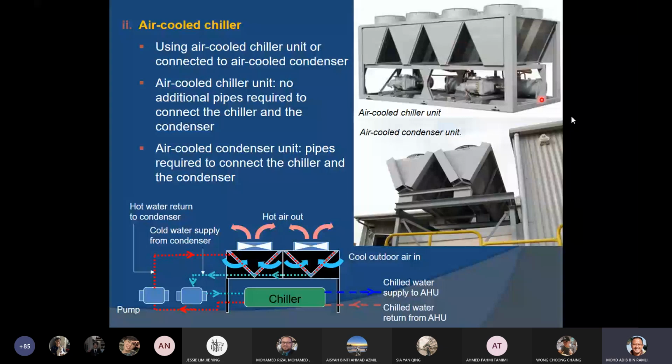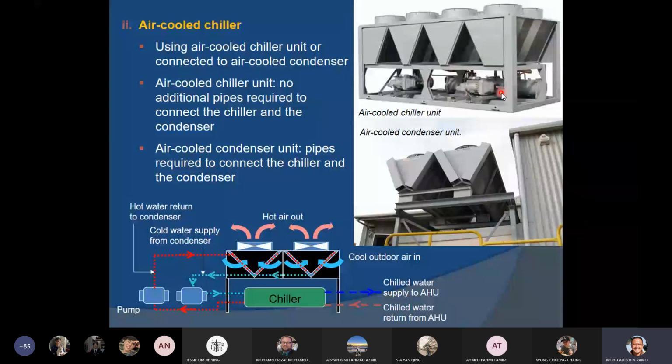And then the second type is the air-cooled condenser unit. So you can see the difference. The one on top, you can see the chiller at the bottom, but the one at the bottom, you don't see any chiller at the bottom. Basically, the chiller is somewhere else. So the chiller is maybe inside the space here, and then there are pipes connecting from the chiller to the condenser. But for this one, because the chiller is there, you don't need to provide any additional pipes to connect between these two components.